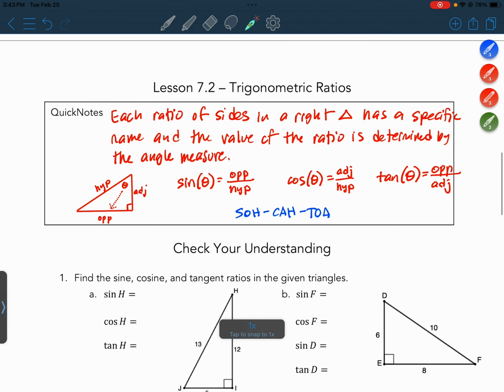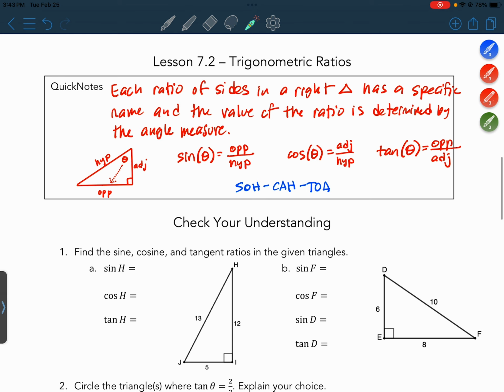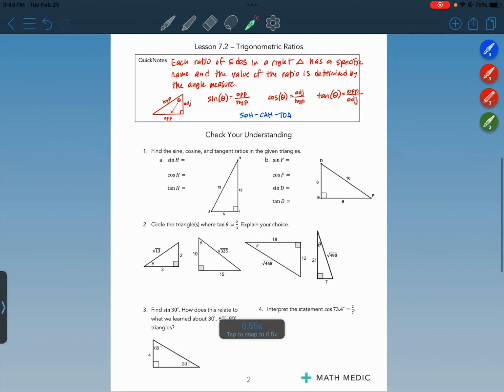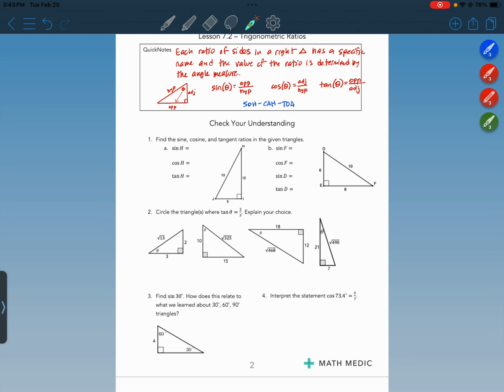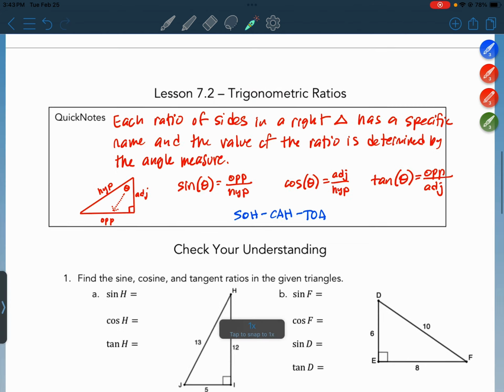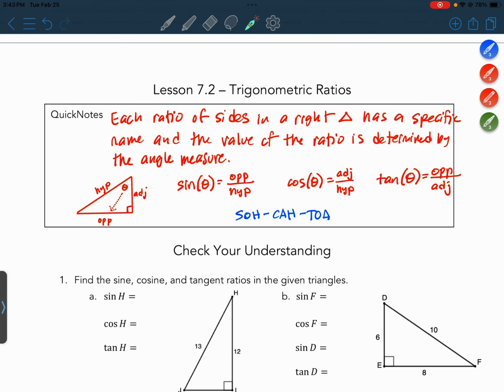All right. So let's pause the video here, keep the quick notes up for anybody who's still copying, and then I'd like you to spend the next 10 minutes completing the 4 questions in the Check Your Understanding section. So somebody can get up and put 10 minutes on our timer, and then pause the video, and when the 10 minutes are up, go ahead and unpause so that you can check your answers.